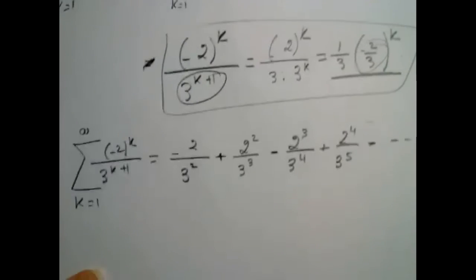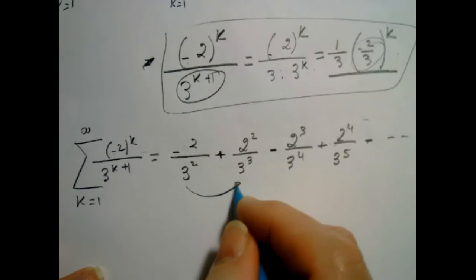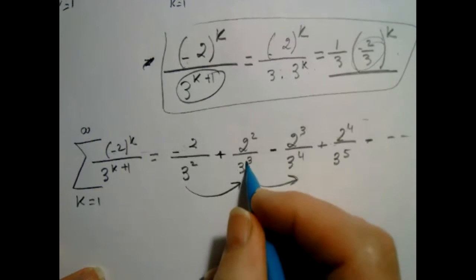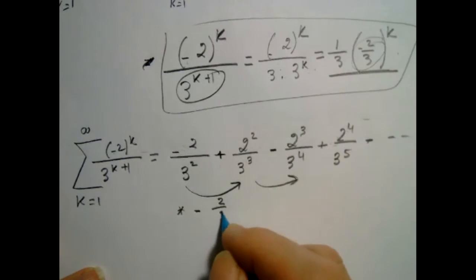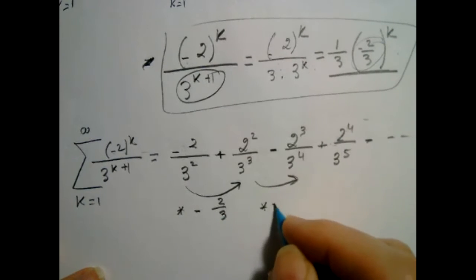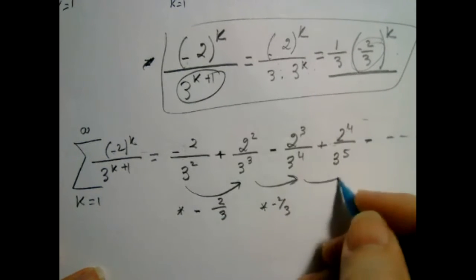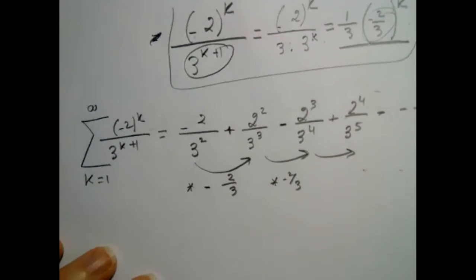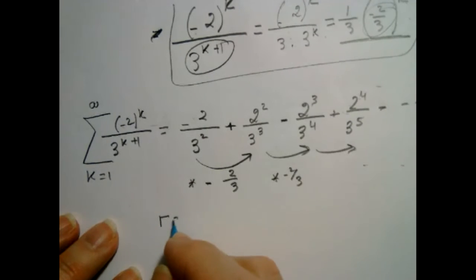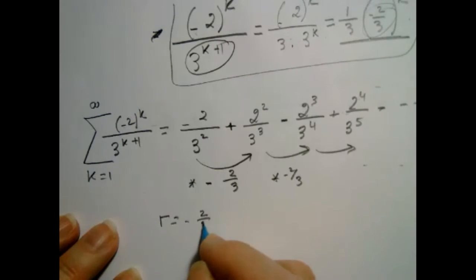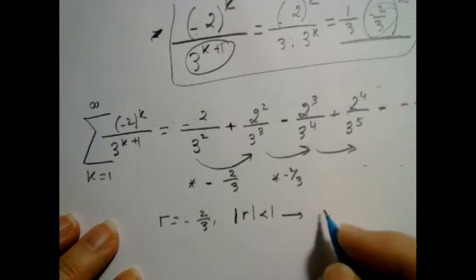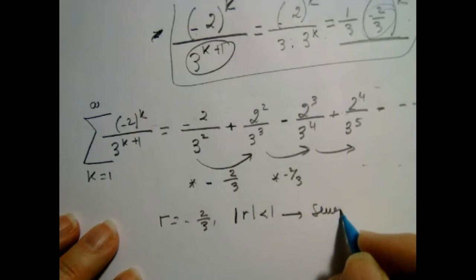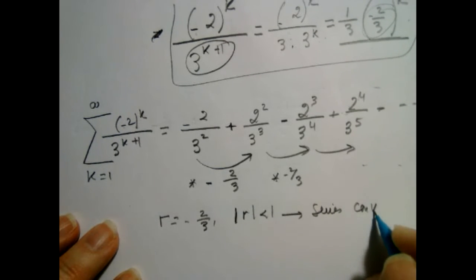So again, what's the constant multiplier? Every term is obtained from the one before it by multiplying by minus 2/3, and so on and so forth. So now the ratio is minus 2/3. In absolute value, it's less than 1. It means adding those terms, it will converge.